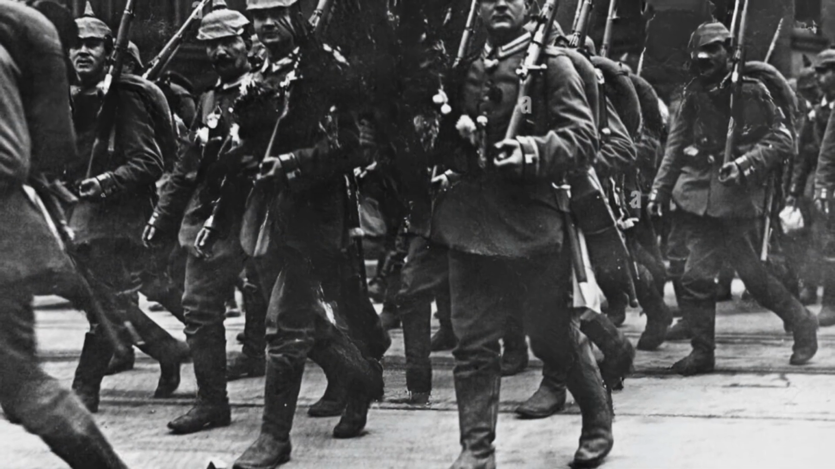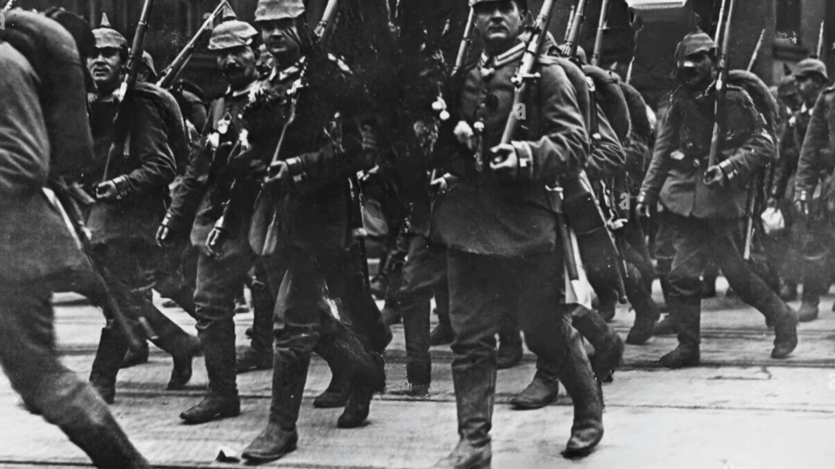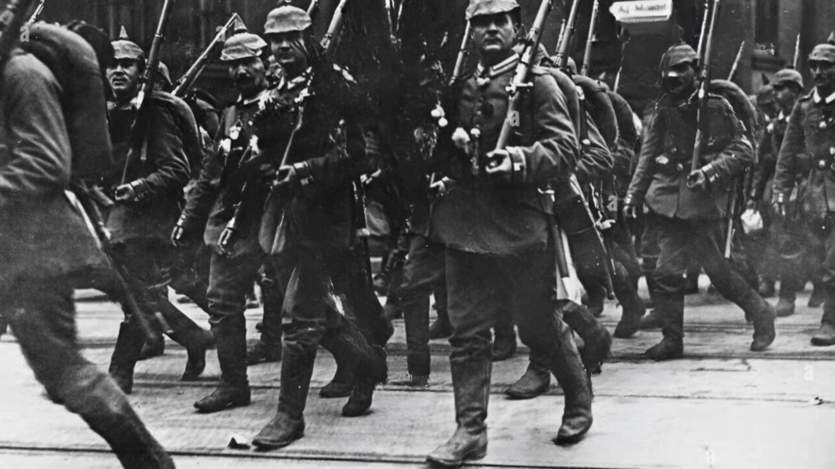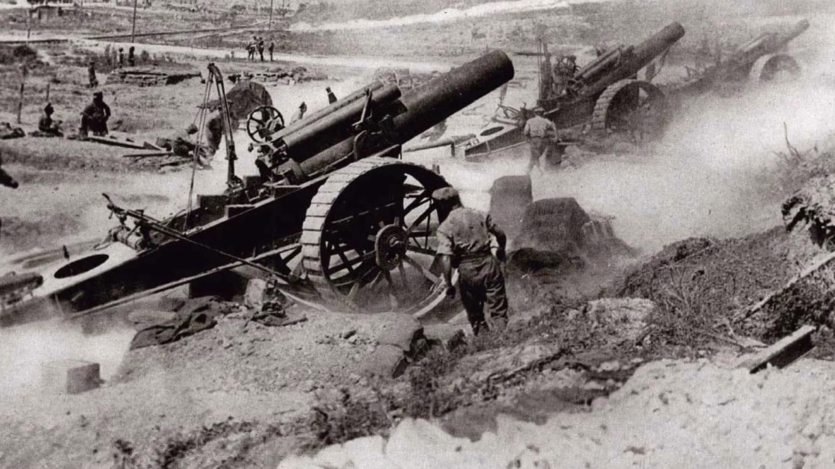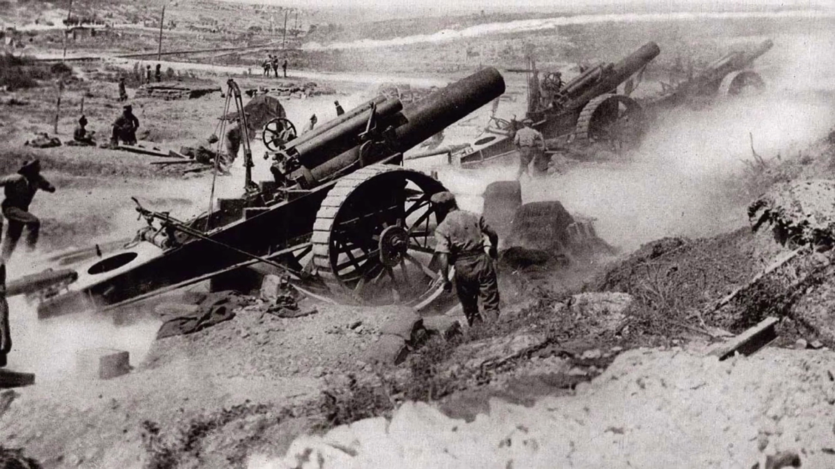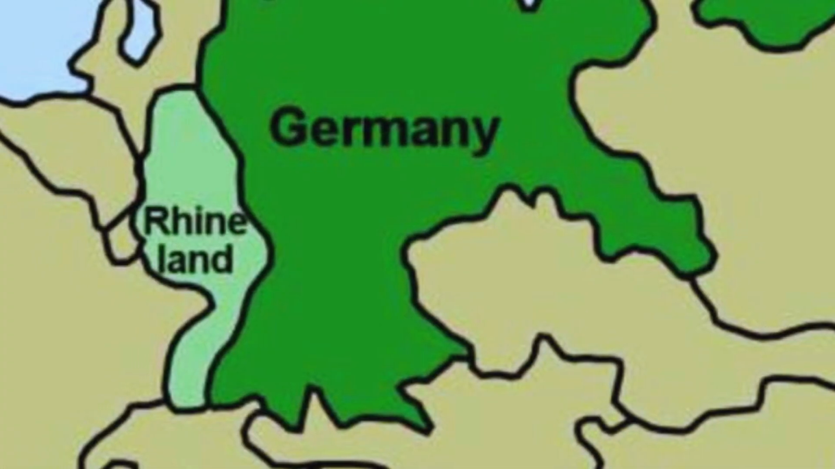To prevent Germany from becoming a military threat again, the treaty imposed strict limits on their military. They could only have 100,000 soldiers, banned certain weapons like tanks and submarines, and limited where they could make weapons. The area west of the Rhine River and 30 miles east of it had to be demilitarized.